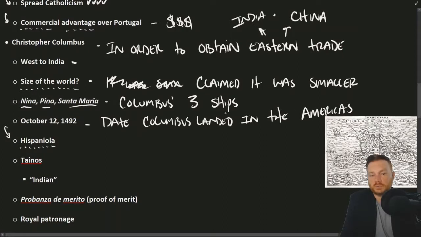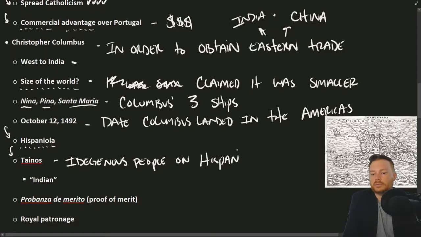Now, of course, Columbus himself believed that he was in Asia. He actually didn't know where he was. He was obviously mistaken. It wasn't so obvious to him at the time. The people that he interacted with were the Taínos. The Taínos were the indigenous people on Hispaniola, which was an island. Go ahead and write that. Hispaniola is an island in the Caribbean.